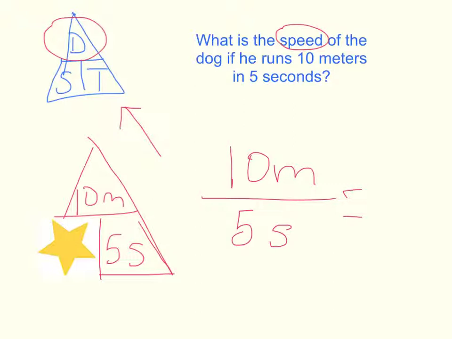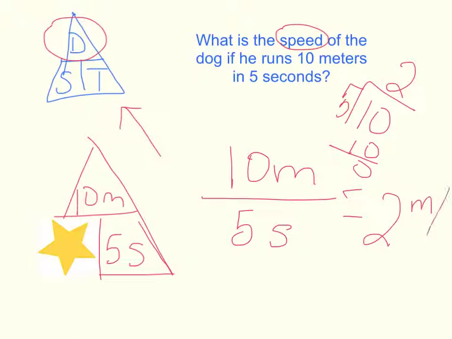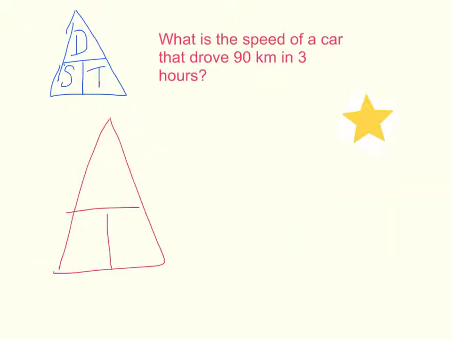If I'm not sure how to do it, I can come over to the side and do 10 divided by 5, or I could use my calculator. It would be 2, because 5 times 2 is 10. And then we don't have any naked units. It's 2 meters per second. So that's very handy.